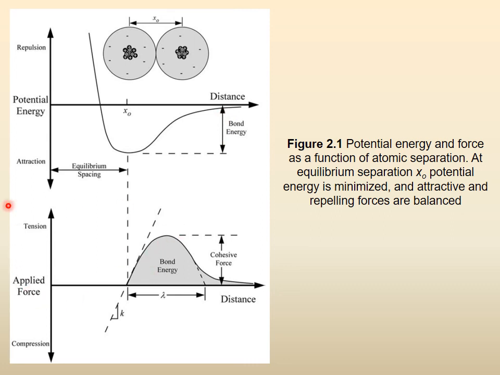And here is the applied force, tensile or compressive, and here is the distance still. So the bond energy goes up, goes down, and so on. So this is the cohesive force. And when you draw a tangent and so on, and lambda, of course, is the wavelength and so forth. So potential energy and force as a function of atomic separation. At equilibrium separation x naught, potential energy is minimized and attractive and repelling forces are balanced.